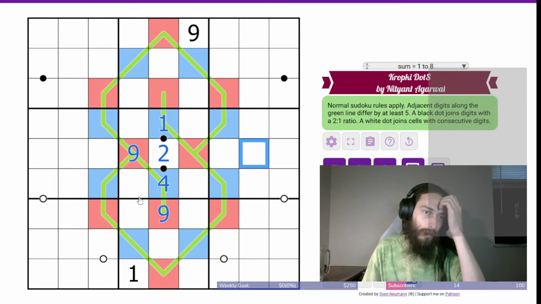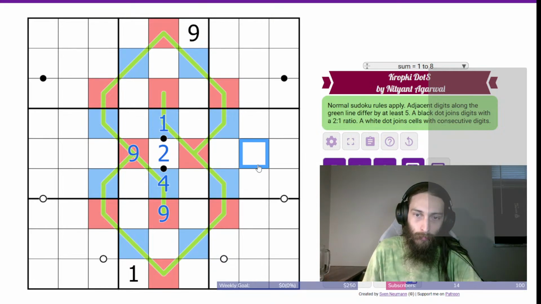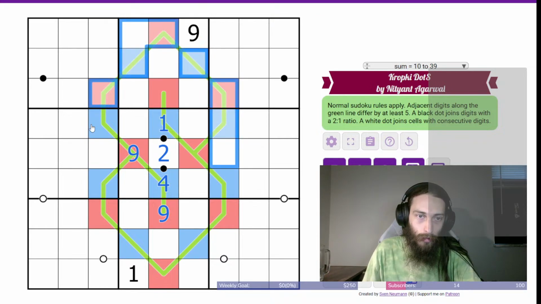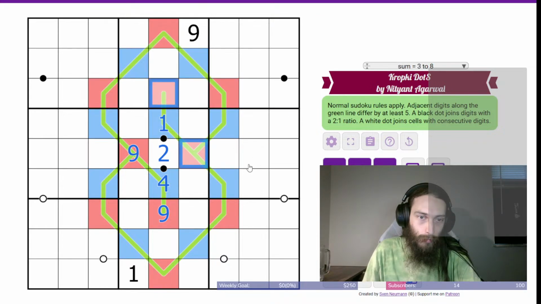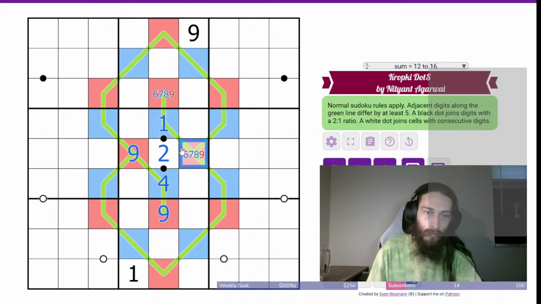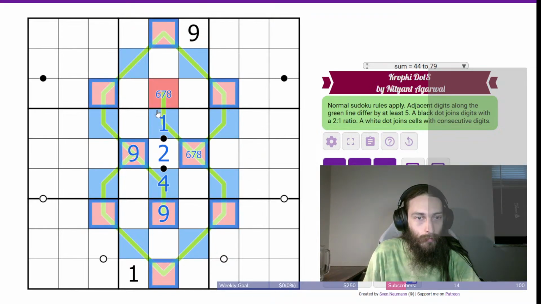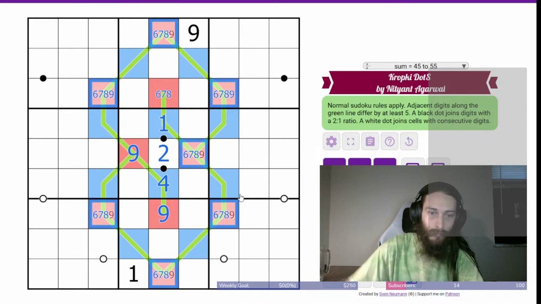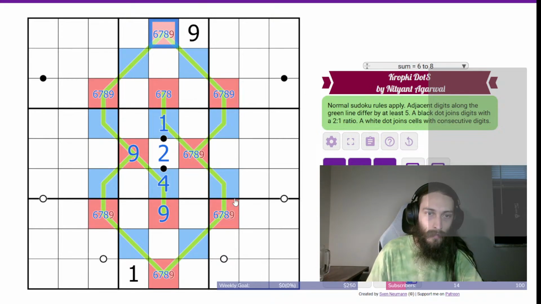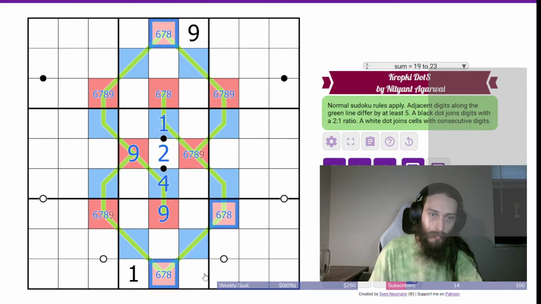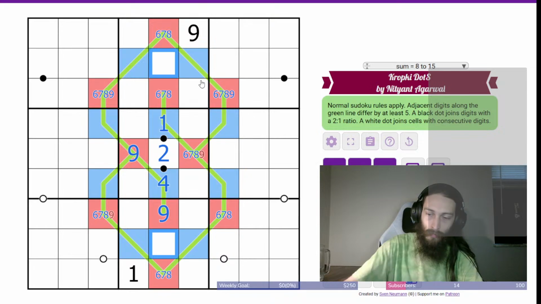I think I'll just leave the coloring on the German Whisper line, which is what the green line is often called. So 6, 7, 8, 9. So close. Column 5 has 4 high digits. So the 2 leftovers in column 5 are going to be 3 and 5.